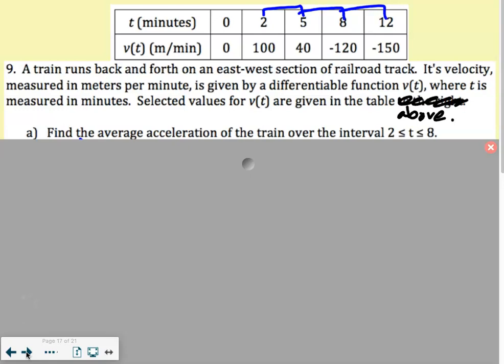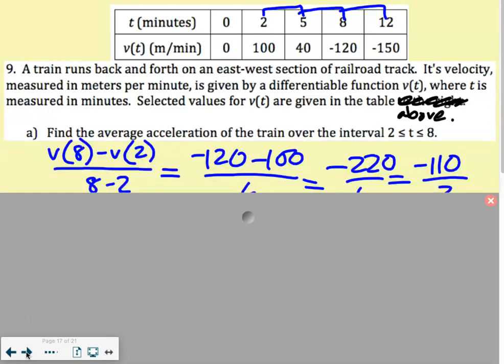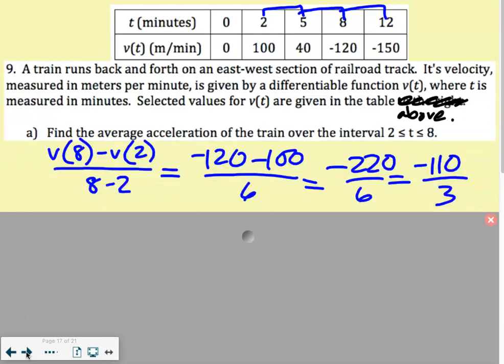Part A, find the average acceleration from 2 to 8. Average acceleration, that's an average rate of change of the velocity. So it's v of 8 minus v of 2 over 8 minus 2. Most of you got this one, so I was real pleased. I have one little thing to warn you about. The answer was negative 110 over 3 if you reduce the fraction.